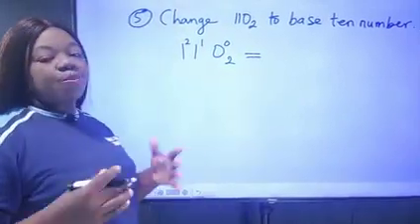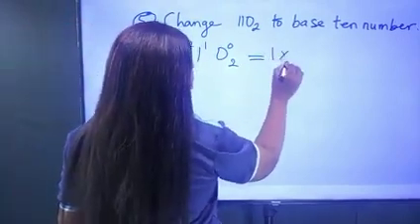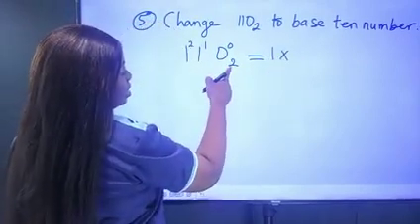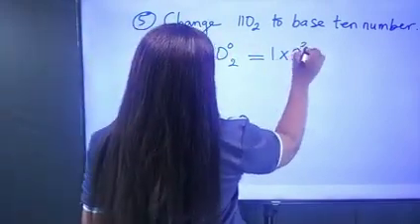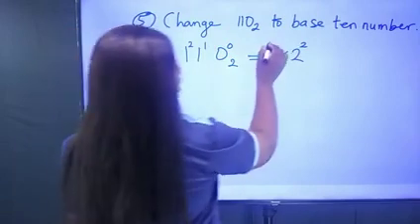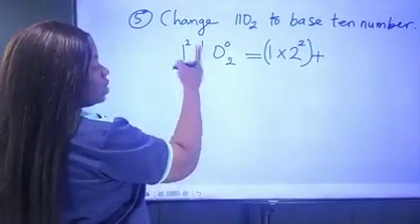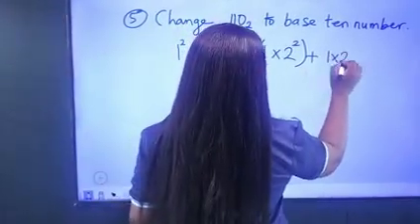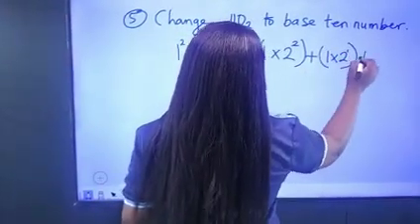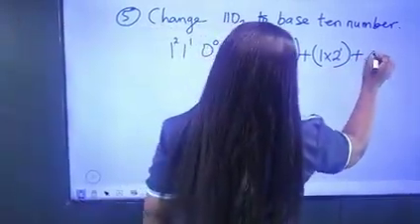Now we'll be using expansion form. We pick the first digit, which is 1, times the base, that's 2, raised to power the index, that's 2. I hope you got that. Then put that in brackets, plus the next digit, that will be 1 times 2 raised to power 1, plus 0 times 2 raised to power 0.